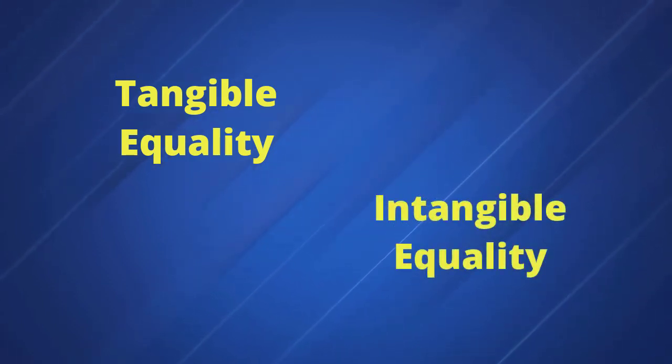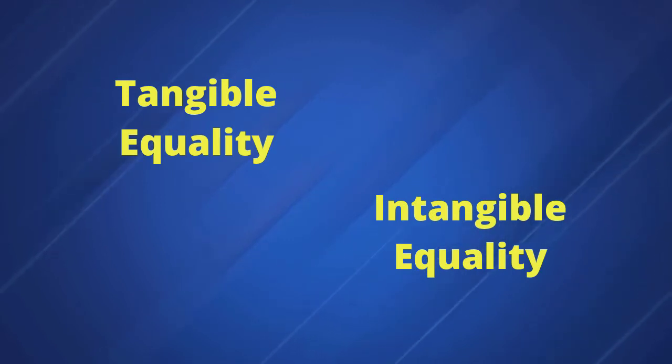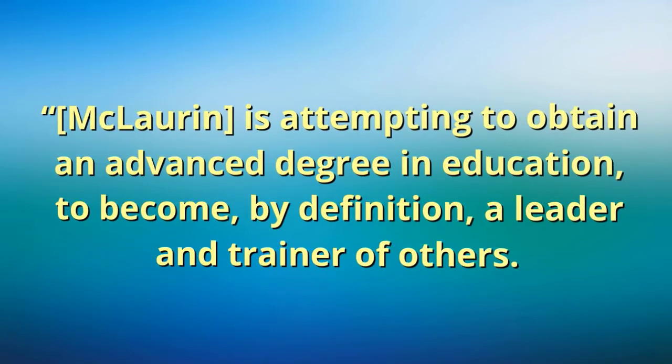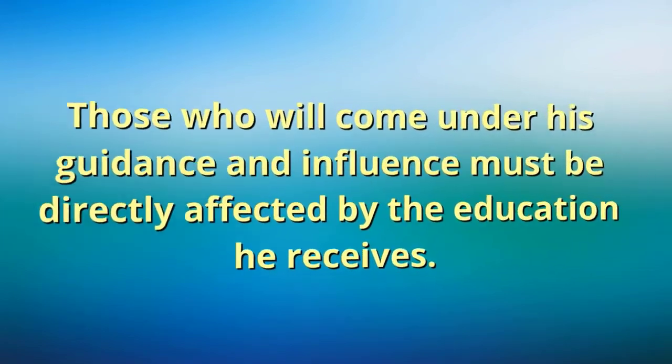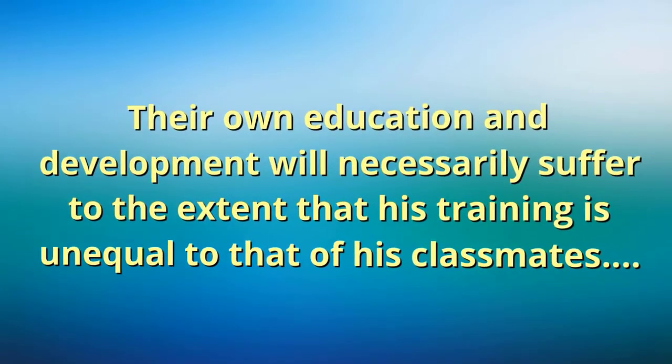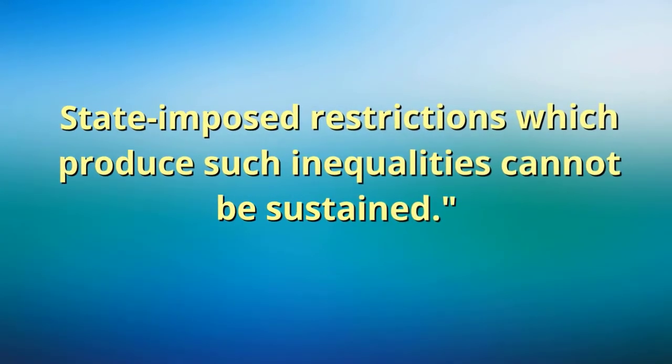In another unanimous decision, the court found that even if tangible equality existed, intangible inequality also violates the Constitution. The court argued that McLaurin is attempting to obtain an advanced degree in education, to become, by definition, a leader and trainer of others. "Those who will come under his guidance and influence must be directly affected by the education he receives. Their own education and development will necessarily suffer to the extent that his training is unequal to that of his classmates. State-imposed restrictions which produce such inequalities cannot be sustained."